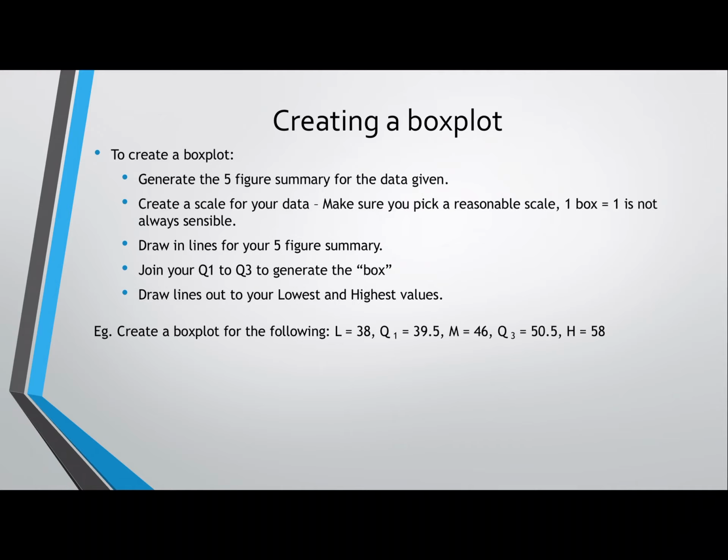So, creating a box plot for the following data. We've got our lowest is 38. This is the 5-figure summary we just did on that last page. So the lowest is 38, Q1 is 39.5, the median is 46, Q3 is 50.5, and the highest is 58.